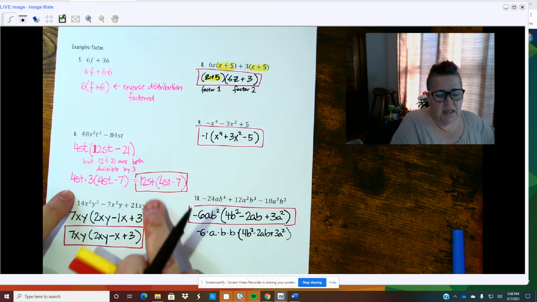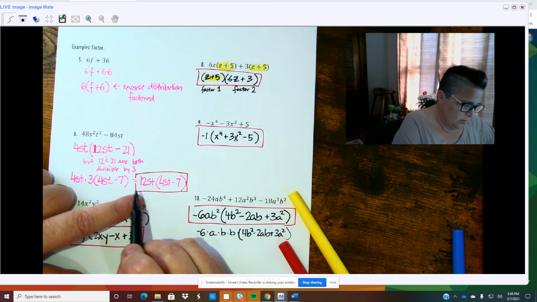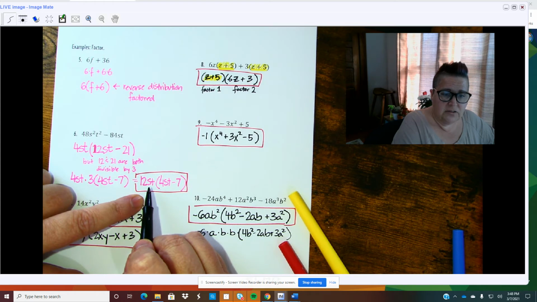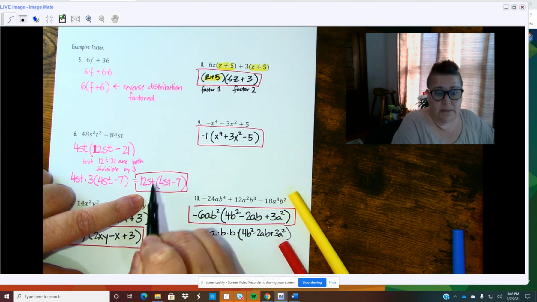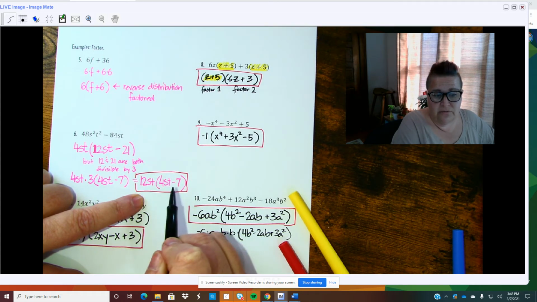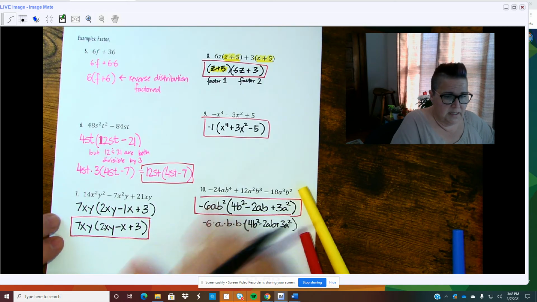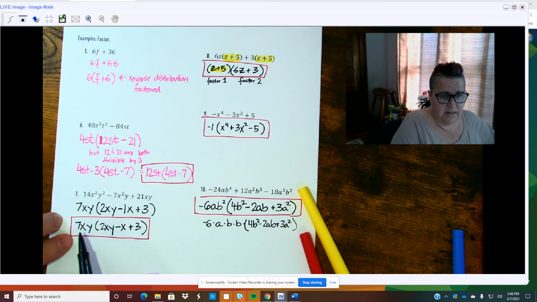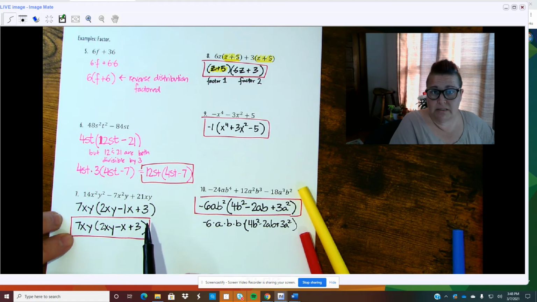This guy has, let's see, the 12 would be a factor, the S would be a factor, the T would be a factor, and the parentheses would be a factor. So this guy has 4 factors, and this guy has 4 factors, the 7, the X, the Y, and the set of parentheses, right?